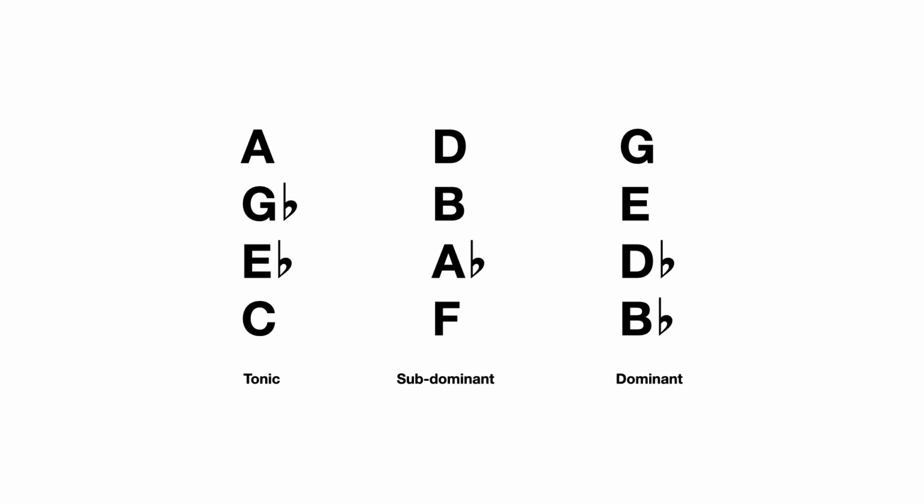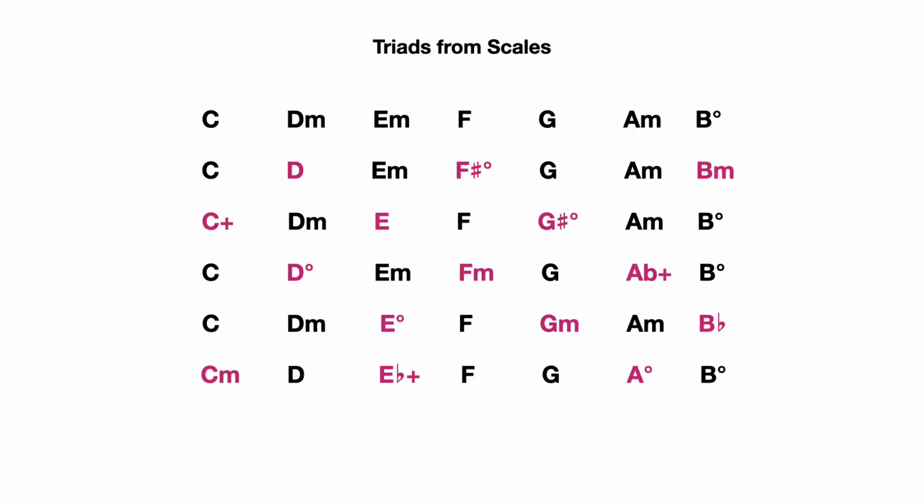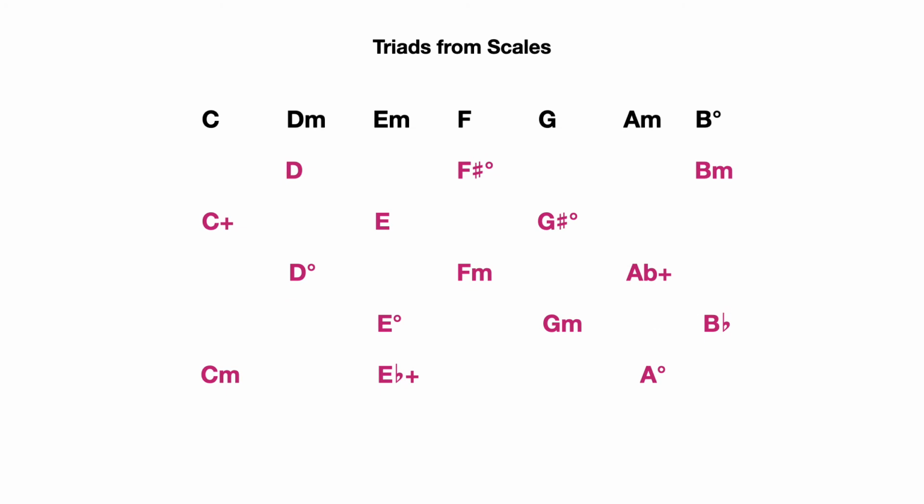So let's go back to all of the triads that we had from our scales. And here's the list of all of our chords. And let's drop all of the chords that are repetitious. So let's drop the C's. Let's drop D minor, E minor, F, G, A minor, and B diminished. And what we're left with is all of these other choices that we can make.